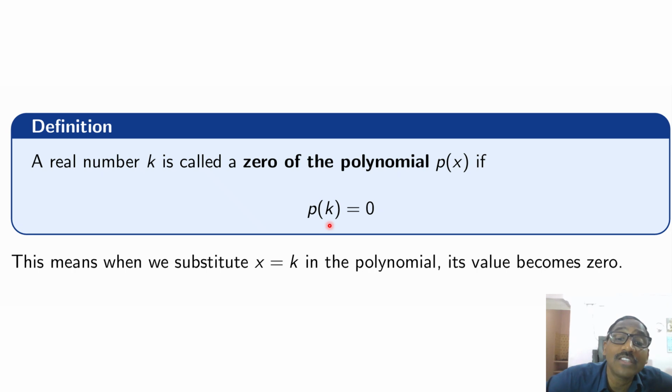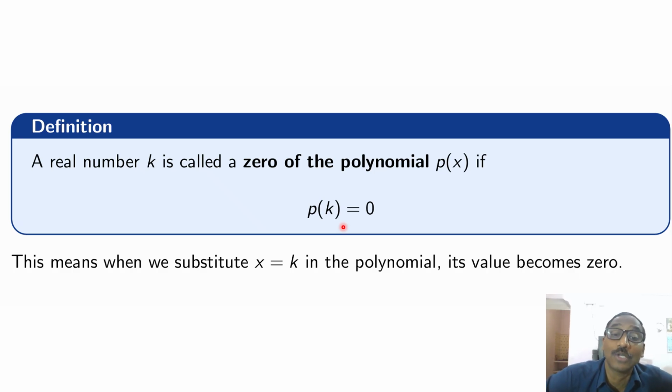What name is k having? k is a zero of the polynomial p of x. So p of k equal to 0 implies k is a zero of the polynomial, we can say. Otherwise we can say k is a root of the polynomial. Otherwise k is a solution of the equation p of x equal to 0. That also we can say.